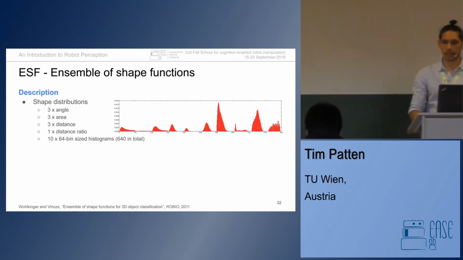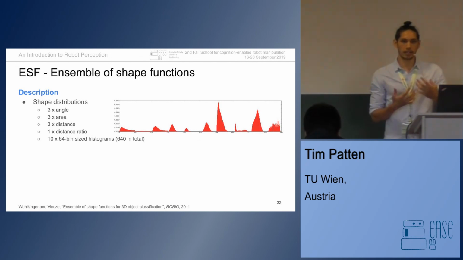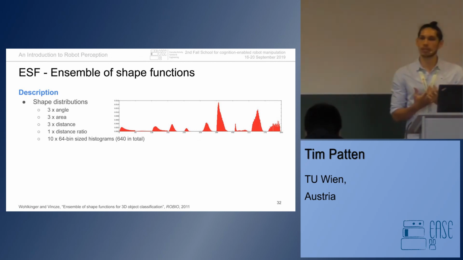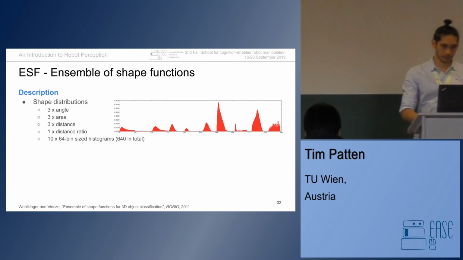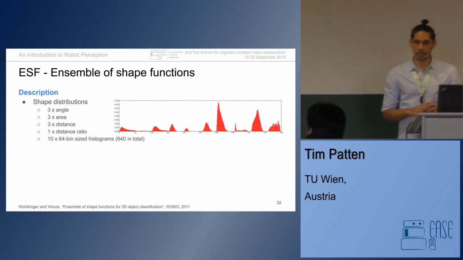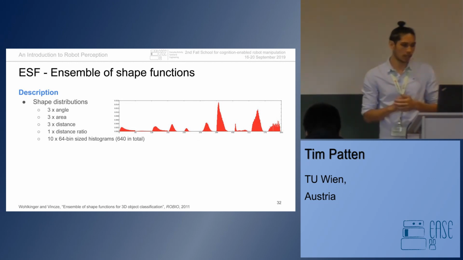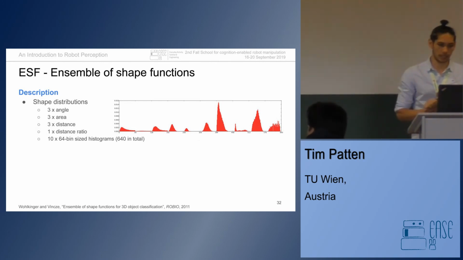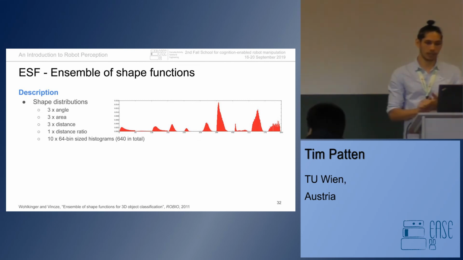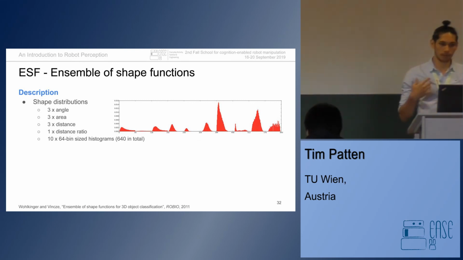So ESF stands for Ensemble of Shape Functions, and even in the name, it's saying that it represents the shape of an object, so it's representing the geometry. I won't go into the detection stage because in the classification part, we're sort of assuming that we have some nicely segmented point cloud. But what's important is the description stage. Similar to SIFT, it builds a histogram where each bin represents some form of geometry, and this is comprised of angles, areas, and distances.